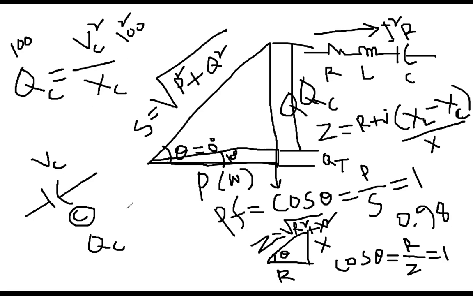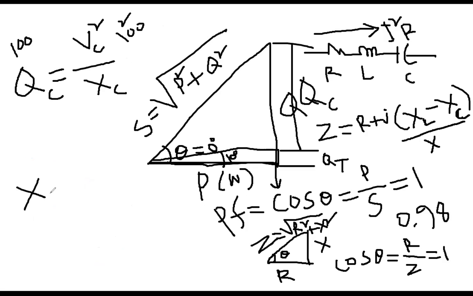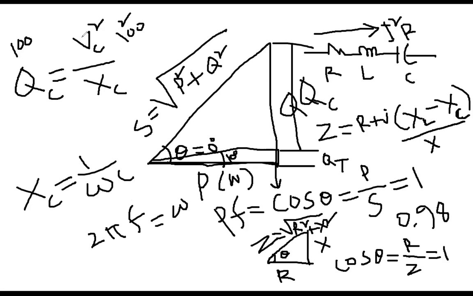And once you calculate the XC, let me erase this thing. What is XC? XC is 1 over omega C. And what is omega? Omega is 2 pi f. So therefore you see, with the help of QC and VC value, you will be getting the XC value.